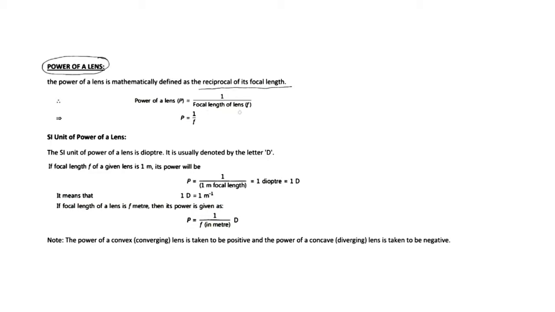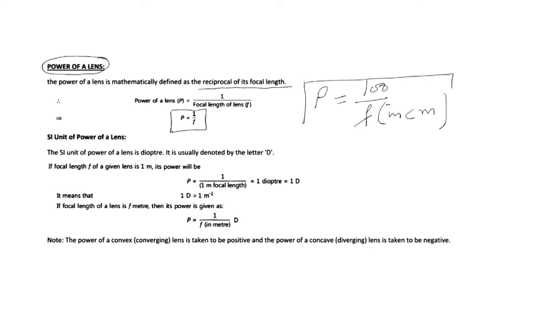Clear? Now, if the focal length is given in centimeters, then you will apply power is equal to 100 upon f in centimeters. Clear? So if the focal length is given in meters, then you will apply P is equal to 1 upon f. If it is given in centimeters, you will apply P is equal to 100 upon f.